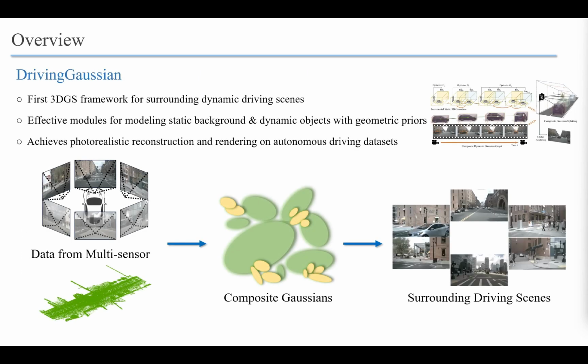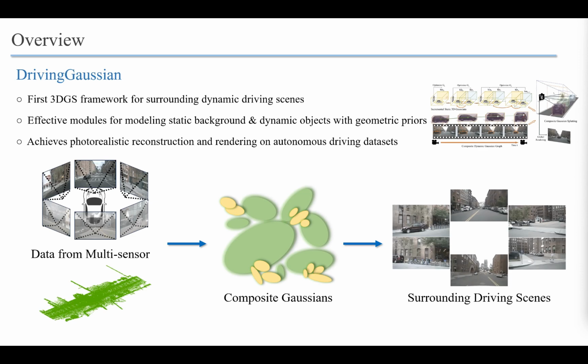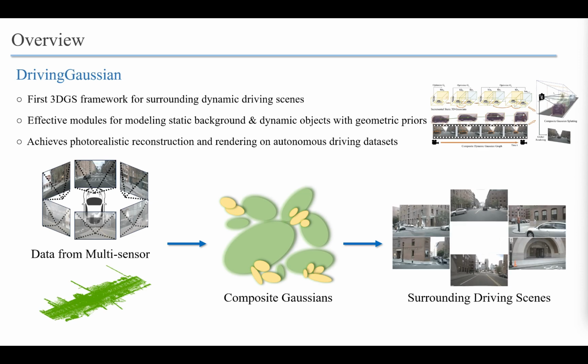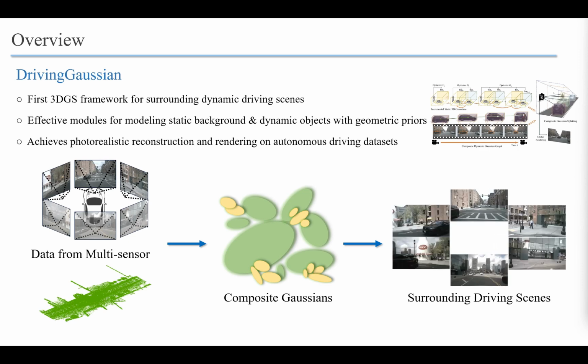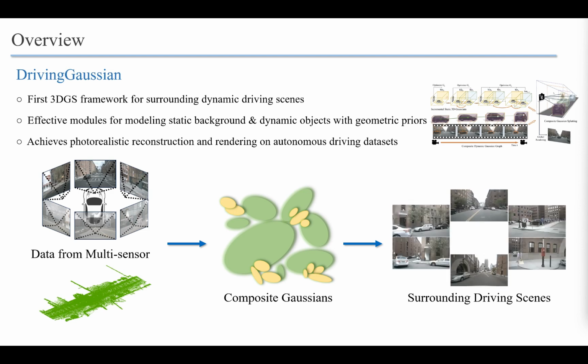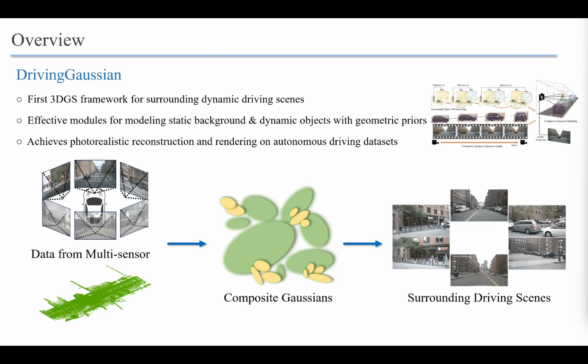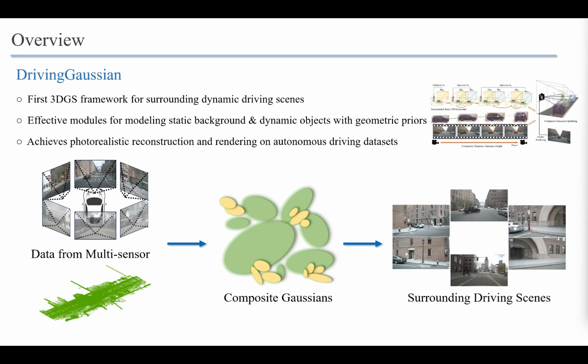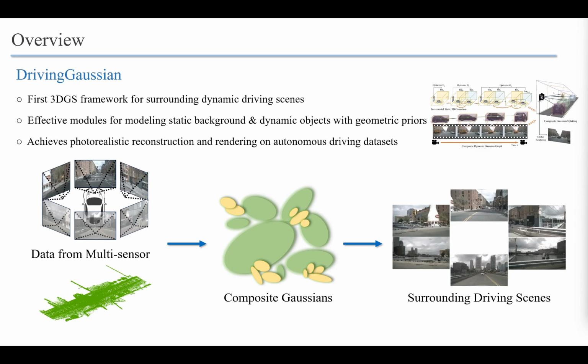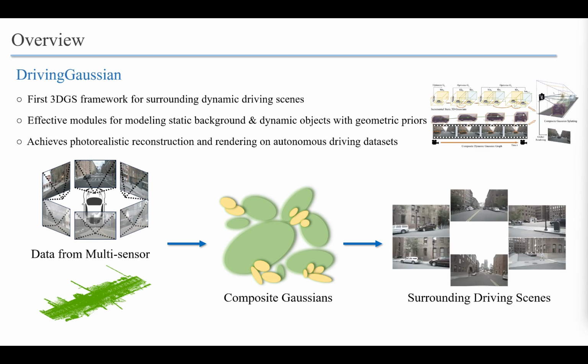In response, we introduce DrivingGaussian, a novel framework representing dynamic autonomous driving scenes with composite 3D Gaussians. Our method excels in reconstructing unbounded, large-scale scenes with multiple high-speed dynamic objects, achieving photorealistic rendering results with precise geometries.